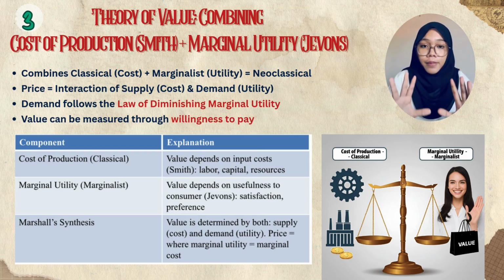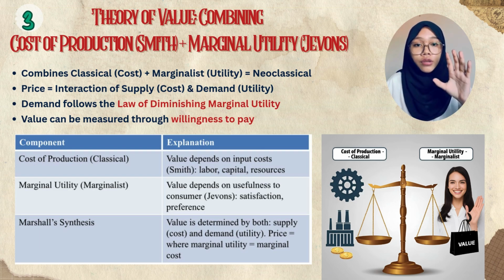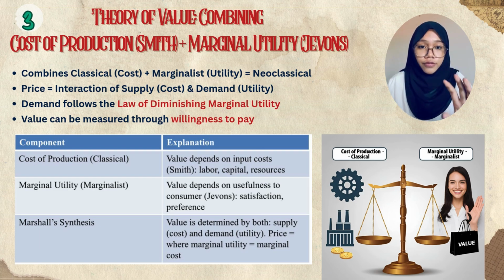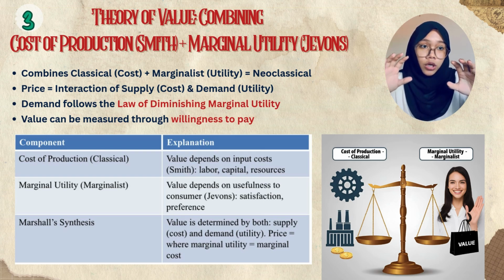To further explain the theory of value, let's begin with how Marshall explained the market price of goods and services by combining these two big ideas: Adam Smith's cost of production and Jevons' marginal utility. He said price is set where marginal utility is equal to marginal cost, where demand and supply meet together.